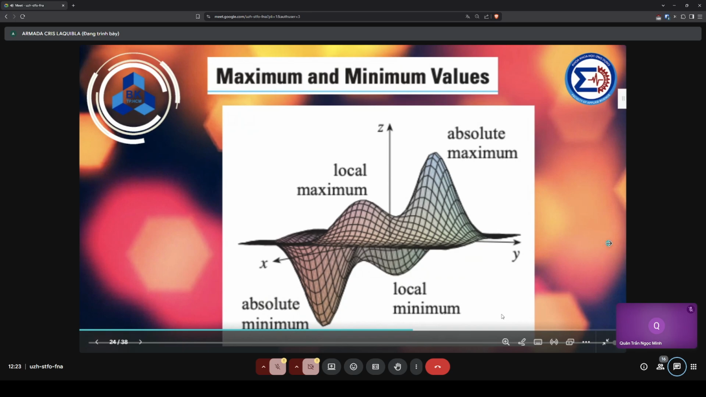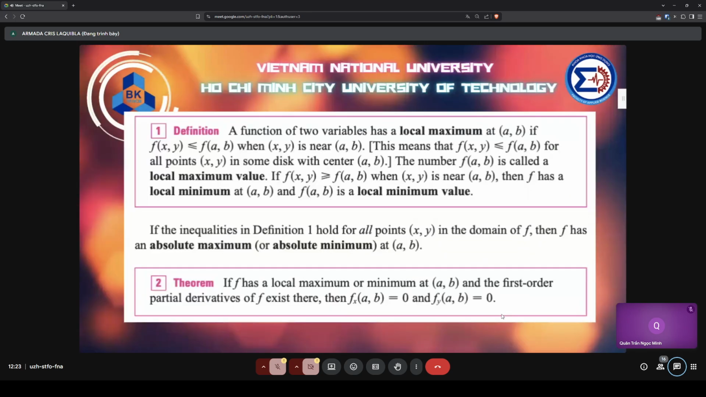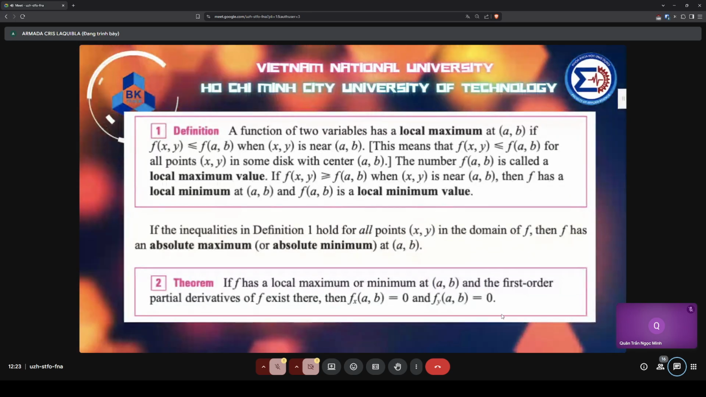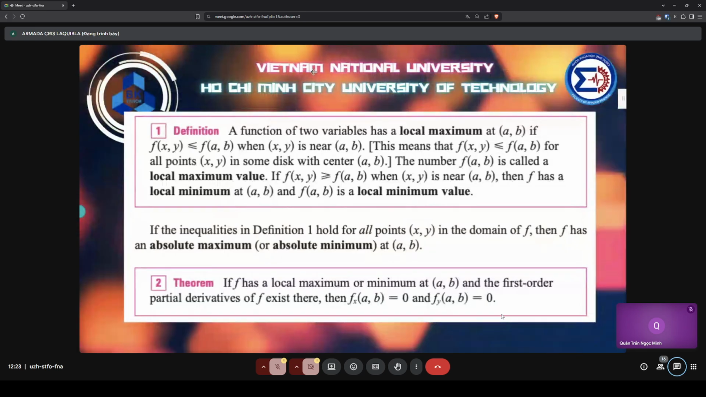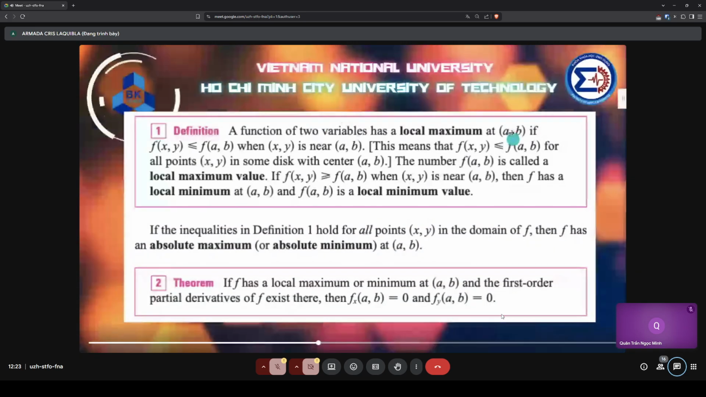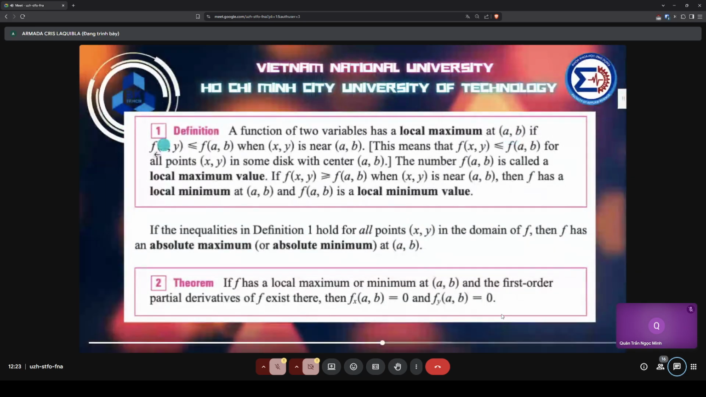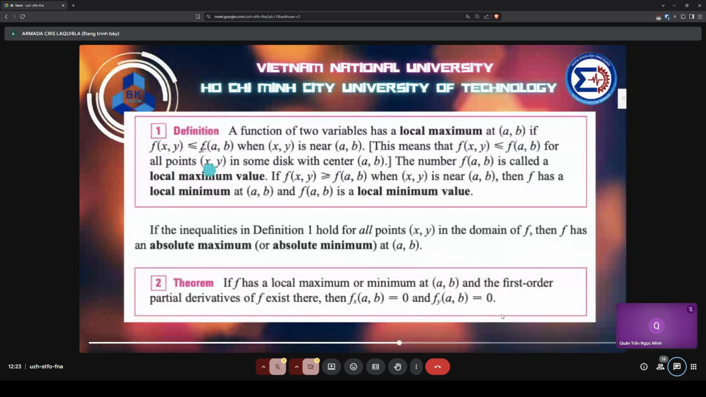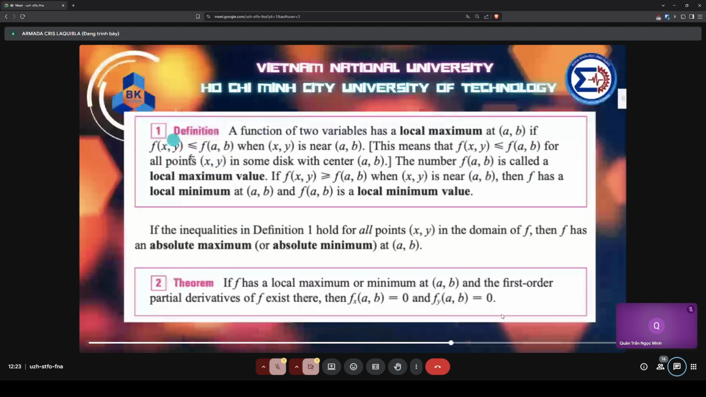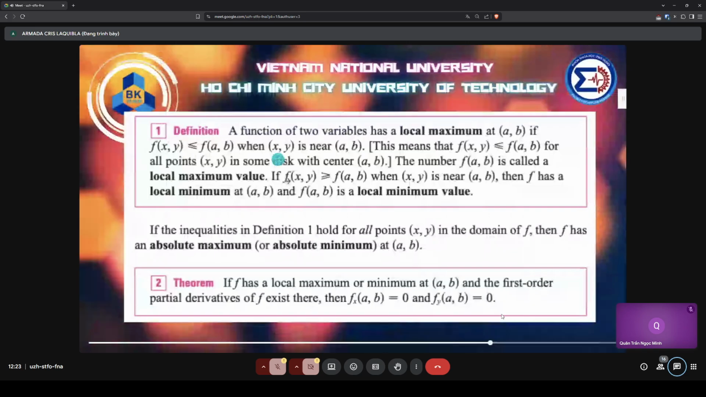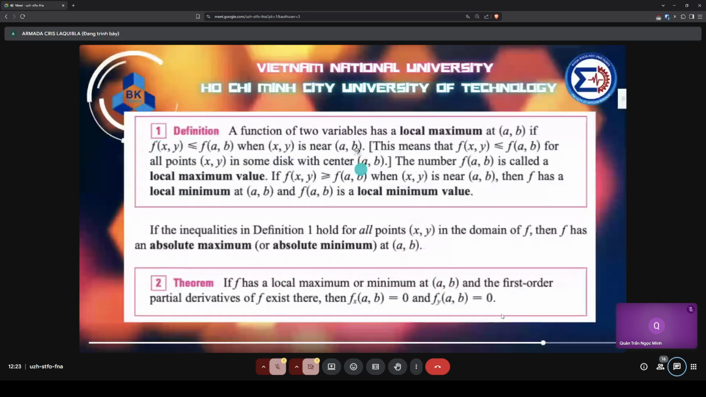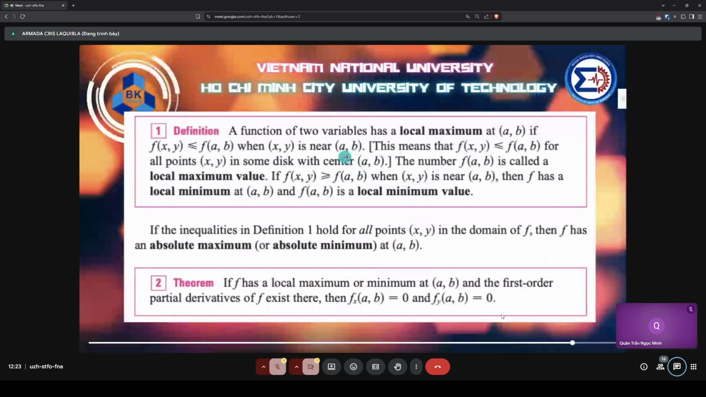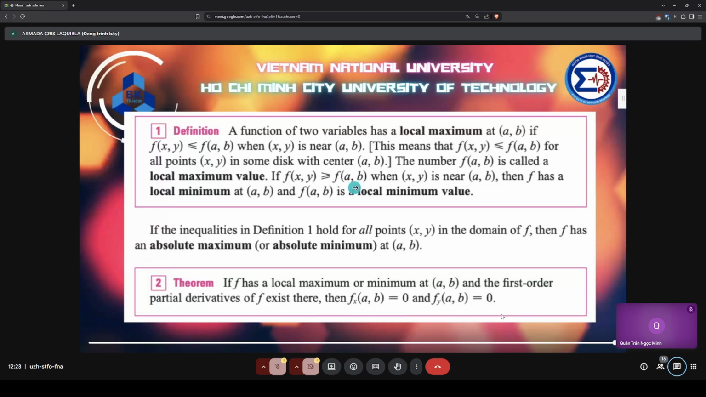Next, this is the definition for absolute maximum and minimum. For a local maximum, you find an ordered pair (a, b) such that f of a, b is always greater than or equal to f of x, y when (x, y) is near a, b. It should be near the point a, b there.